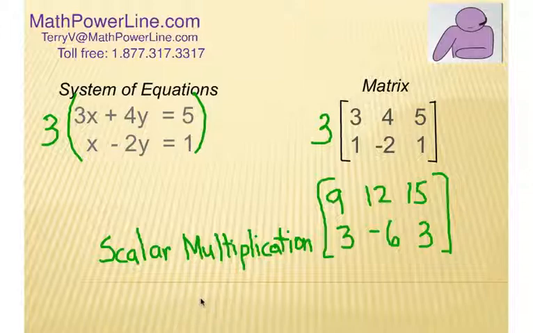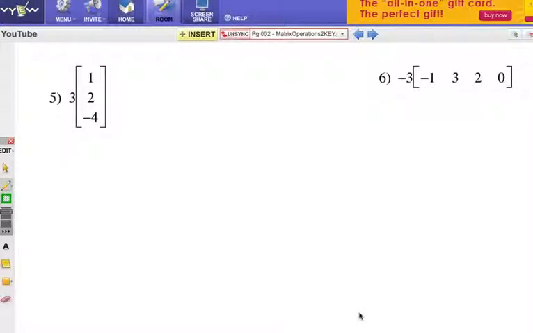All right, I'm going to have you try a few. Let's take a look. Start with 2 at a time, numbers 5 and 6, and go ahead and write down the answer and come on back.